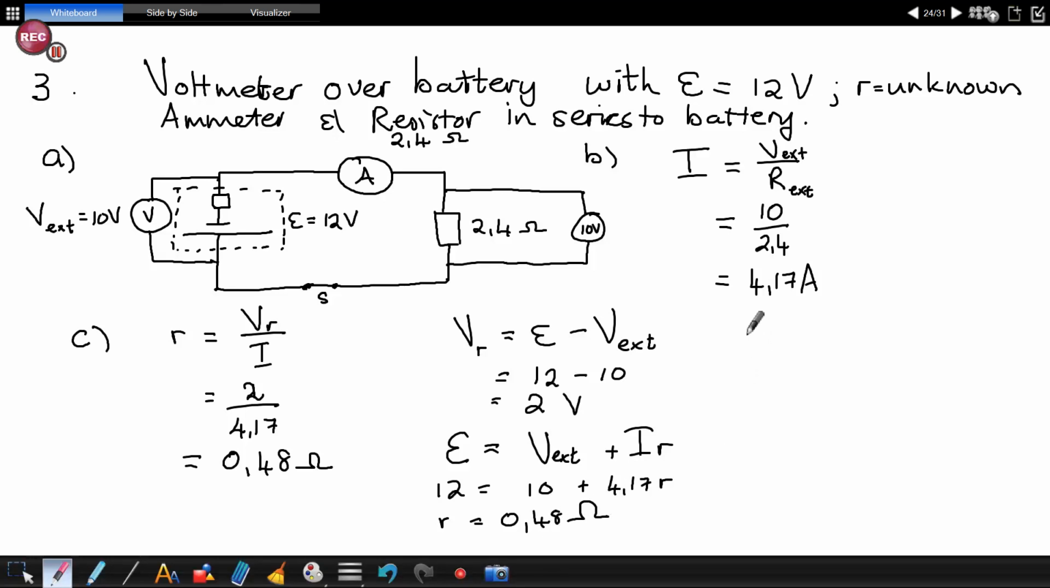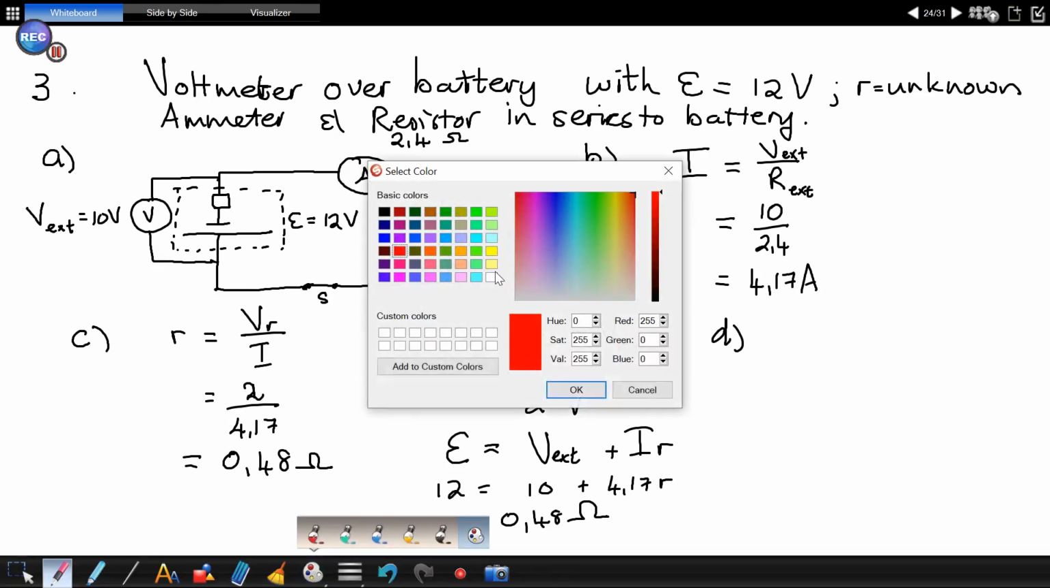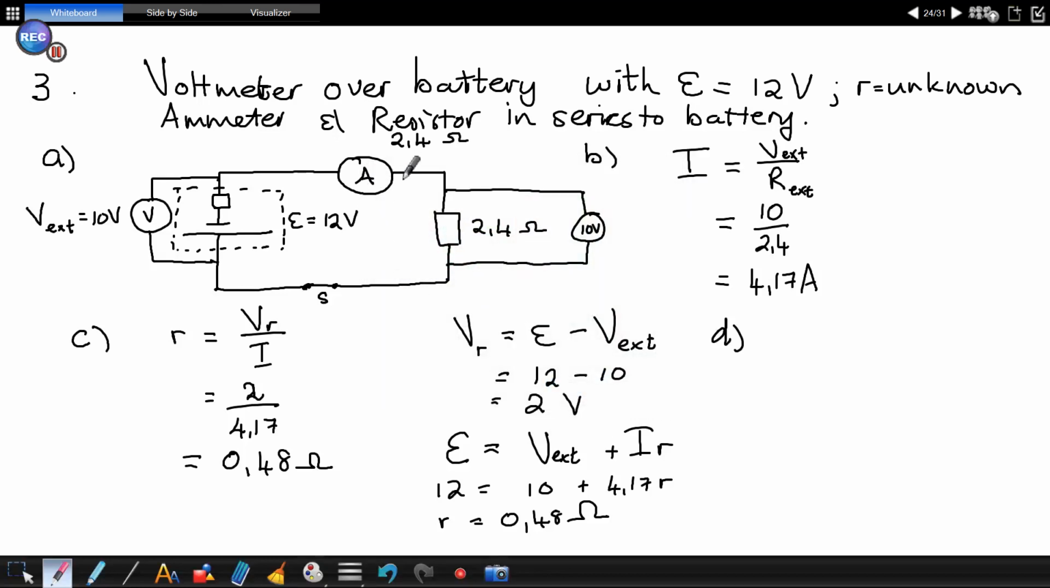Okay, D. D asks us, what will the reading on the voltmeter be if one of the terminals of the ammeter is disconnected? So the ammeter gets disconnected. If the ammeter gets disconnected, what will you have?